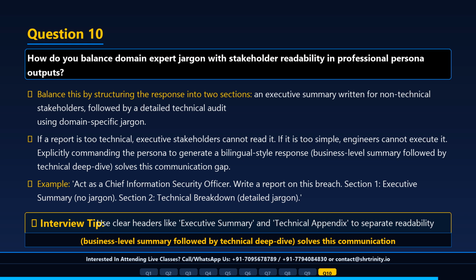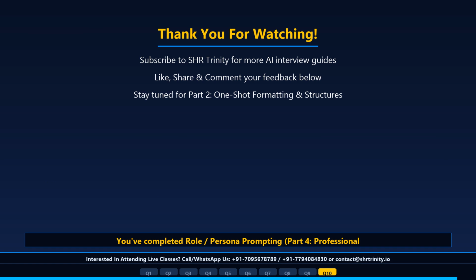For example: "Act as a Chief Information Security Officer. Write a report on this breach. Section 1, Executive Summary, no jargon. Section 2, Technical Breakdown, detailed jargon." A common mistake is allowing the model to blend technical jargon and simple language into a single confusing paragraph that satisfies neither audience. As an interview tip, use clear headers like Executive Summary and Technical Appendix to separate readability levels cleanly. Excellent. You've completed Role/Persona Prompting, Part 4, Professional and Domain-Specific Roles.